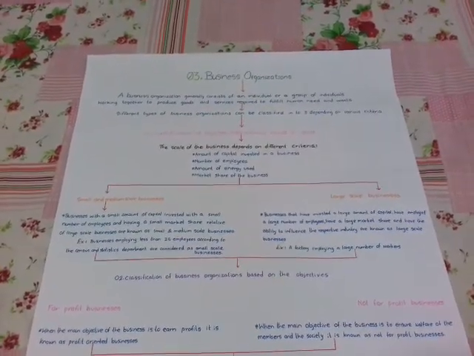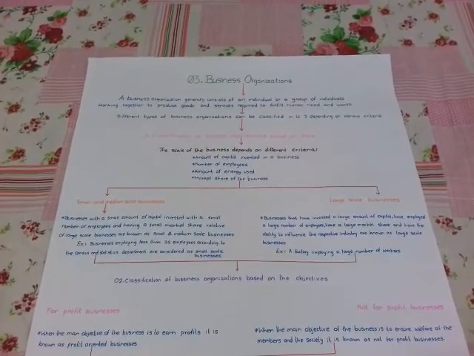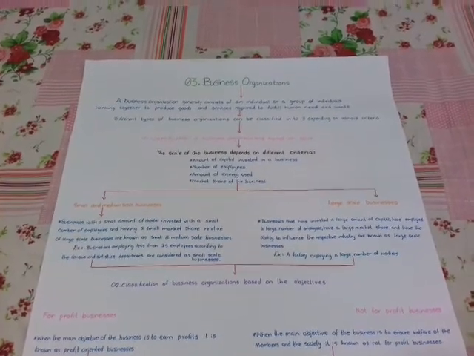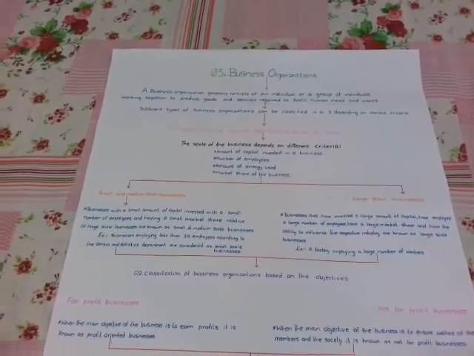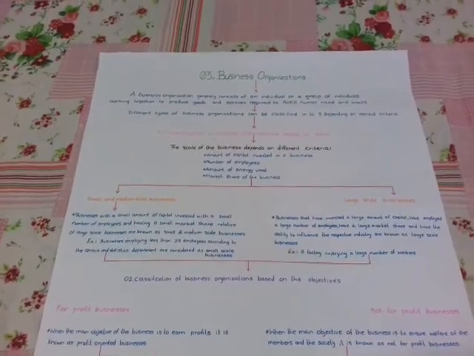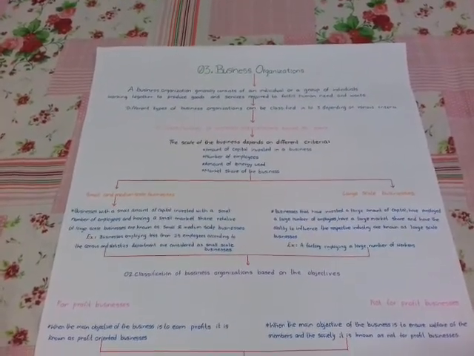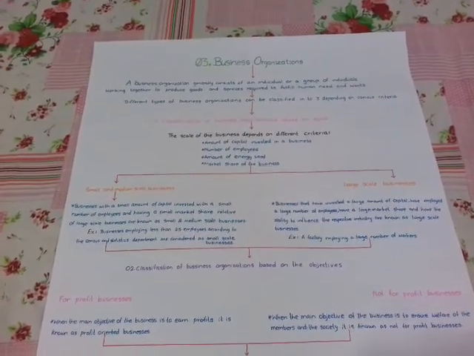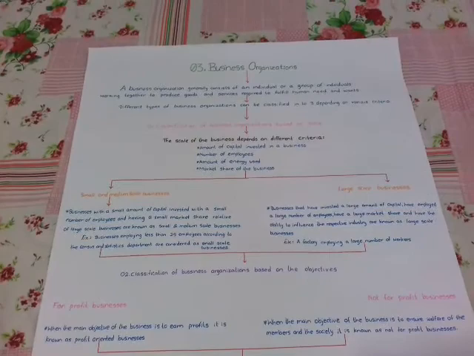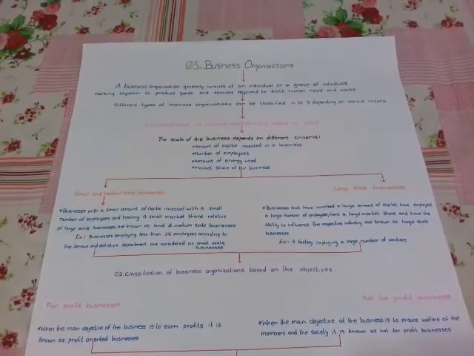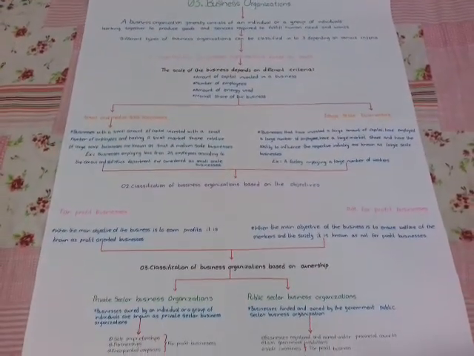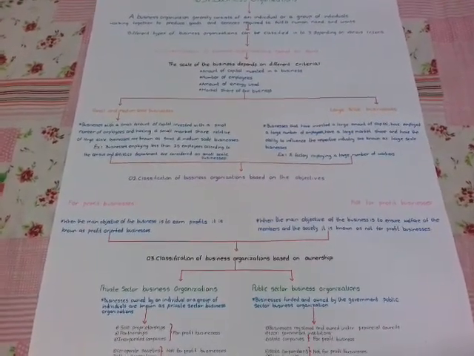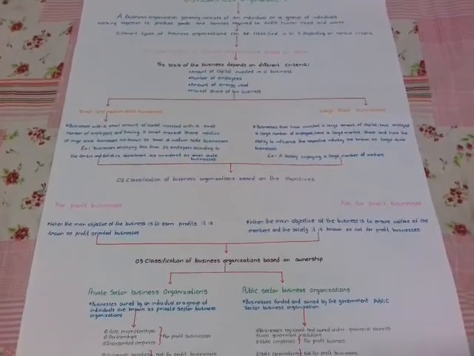Okay, so up to now we learned what business organizations are, and from the three classifications we learned the first classification, that means the classification of business organizations based on scale. And then we discussed the second classification of business organizations based on the objective. And next we are moving on to the classification of business organizations based on the ownership.